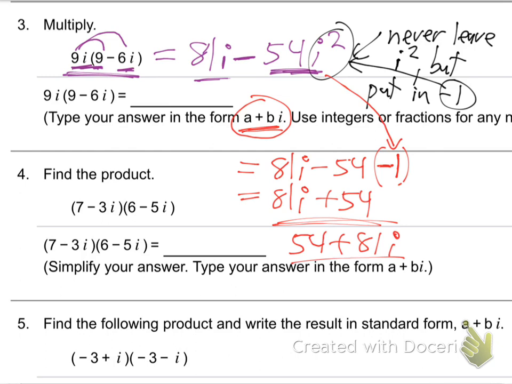We good? So anytime I squared shows up, put in negative 1. We never leave I squared. We leave regular I, but we never leave I squared.